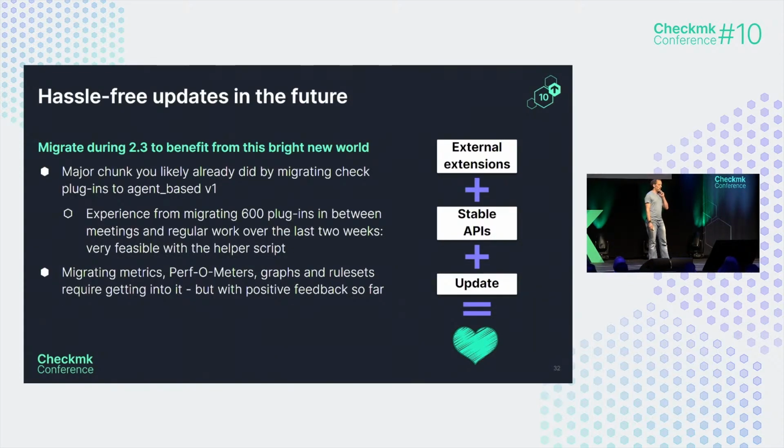And yeah, so to come back to the initial thing, the major chunk you probably already did if you migrated to the API version 1. The reason I know that is I migrated in the last, I think 2 weeks is a little bit exaggerated, I think it might have been 4 weeks. But anyway, the point is we have 600 plugins programmed against the agent-based API version 1, and with this helper script, they are now all migrated to version 2, all 600 of them, so that's really not the big deal. And yeah, the other ones are a little bit more tedious, but you have to get into it.